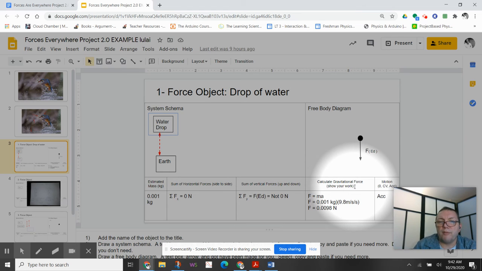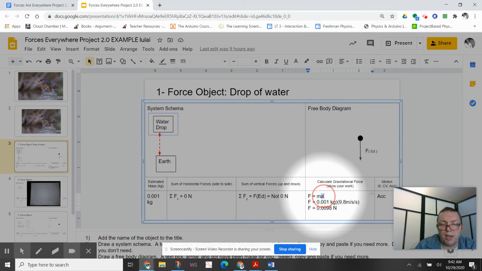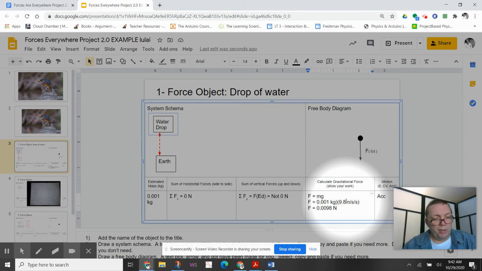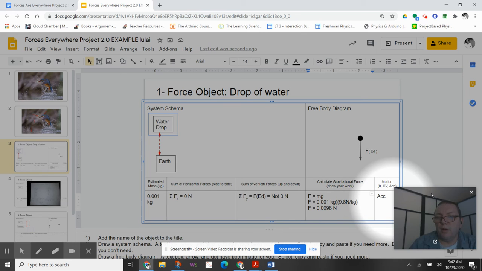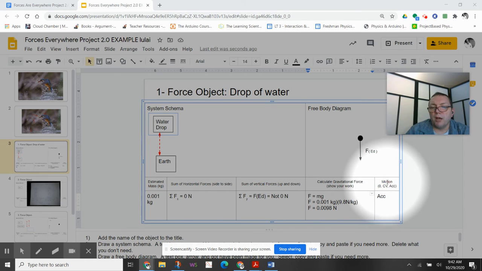And then we can say the gravitational force, actually we'd be switching that A to a G, is 0.001 kilograms times 9.8, and we've been using newtons per kilogram. And so 0.001 kilograms times 9.8 newtons per kilogram gives us that. And then, is the object not moving? Is there zero motion? Does it have a constant velocity, or is it accelerating? Well, this droplet as it falls should be changing velocity. So that change in velocity means it's accelerating.